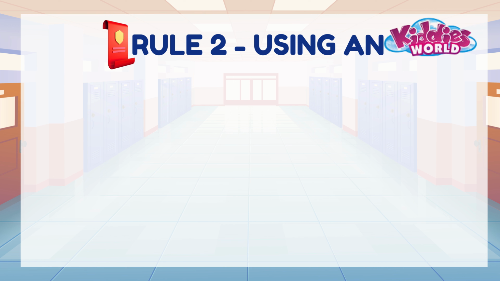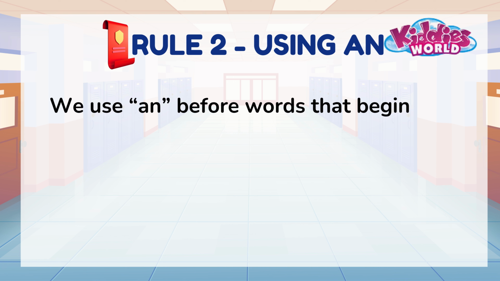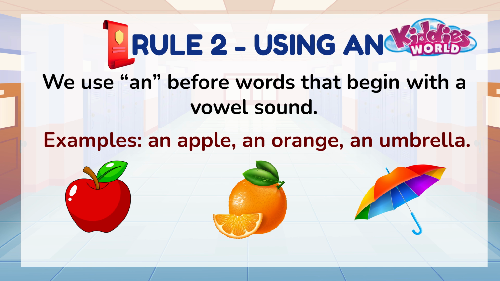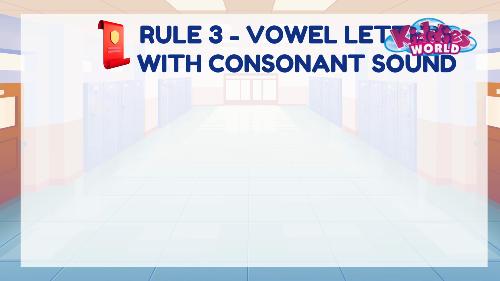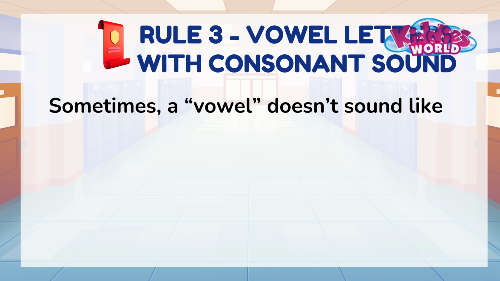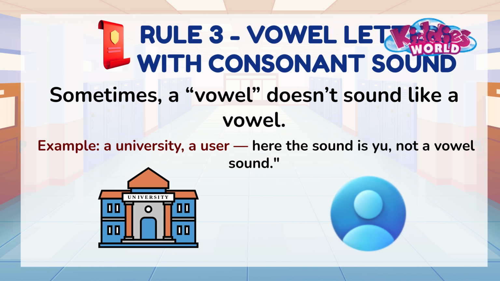Rule 2. Using an. We use an before words that begin with a vowel sound. Examples: an apple, an orange, an umbrella. Rule 3. Vowel letters with consonant sound. Sometimes a vowel doesn't sound like a vowel. Example: a university, a user. Here the sound is U, not a vowel sound.